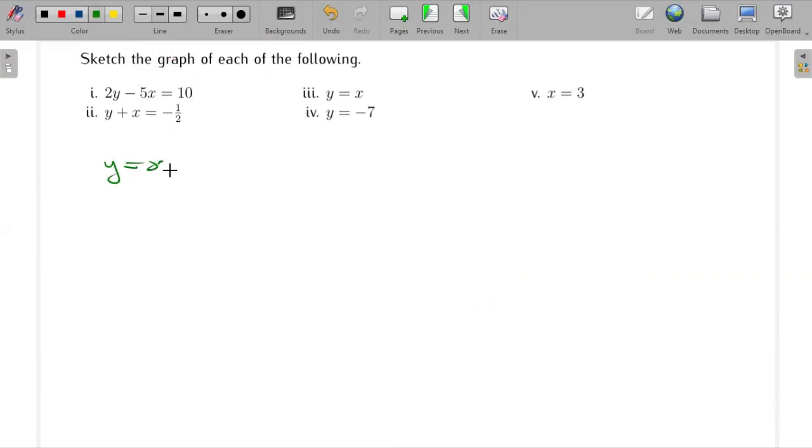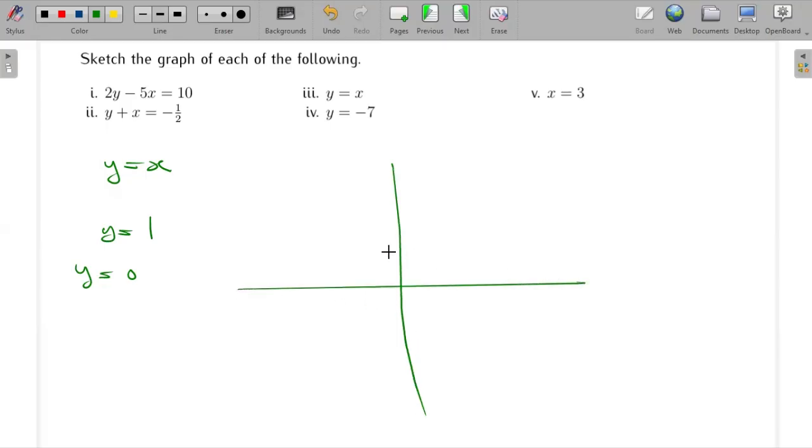Then the next is x is equal to y. Now x is equal to y just means that every value of x that I plug in is going to give me that exact value as the value of y. So if I have x is equal to 1, it means that y is equal to 1. If x is equal to 0, then y is equal to 0. You see that your intercept is a point where the other value is 0. So all of them are passing through the origin, because when y is 0, that's at that point, and when x is 0, it's still at that point.